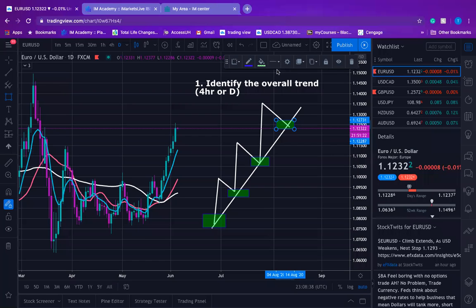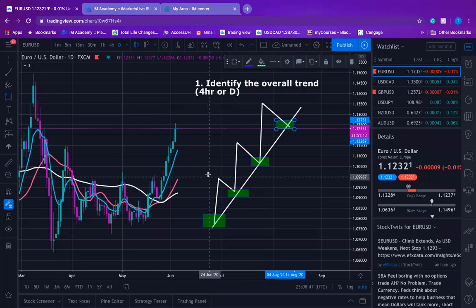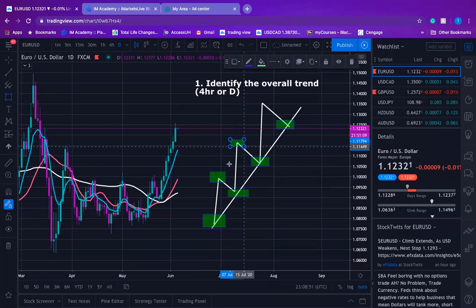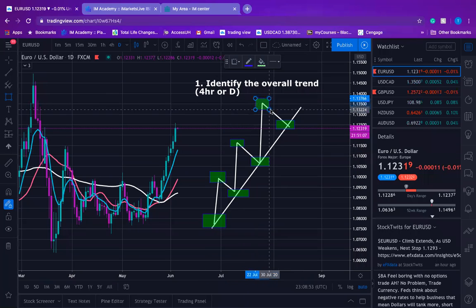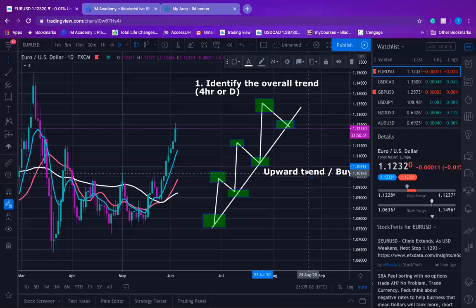All right, so that's one component of identifying an upward trend. Another confirmation is our highs. We have the first high, and when we go to the next one, this one is higher than the previous, and this one is higher than the previous. So this is called an upward trend. And what we're looking for out of this is buys. Buys only, okay? So that's the first trend.